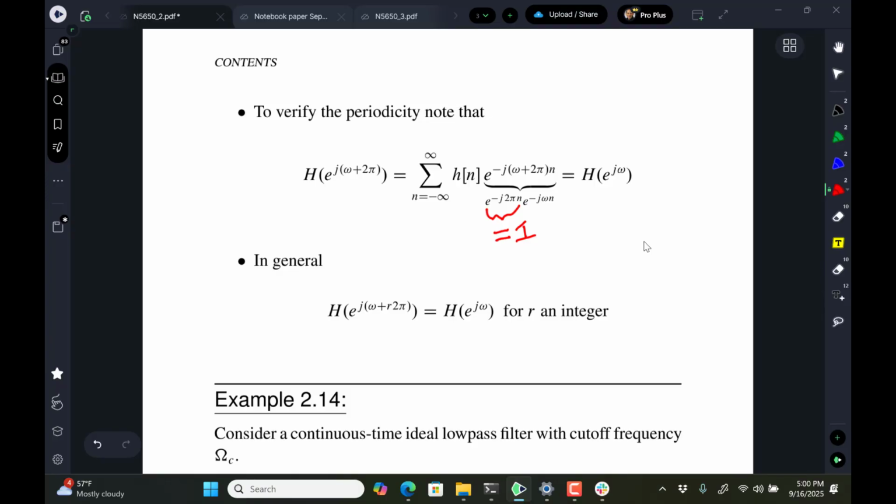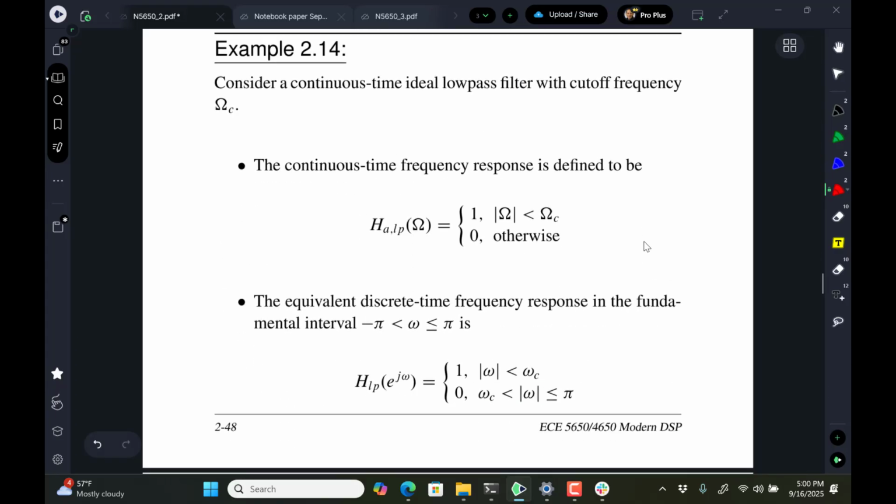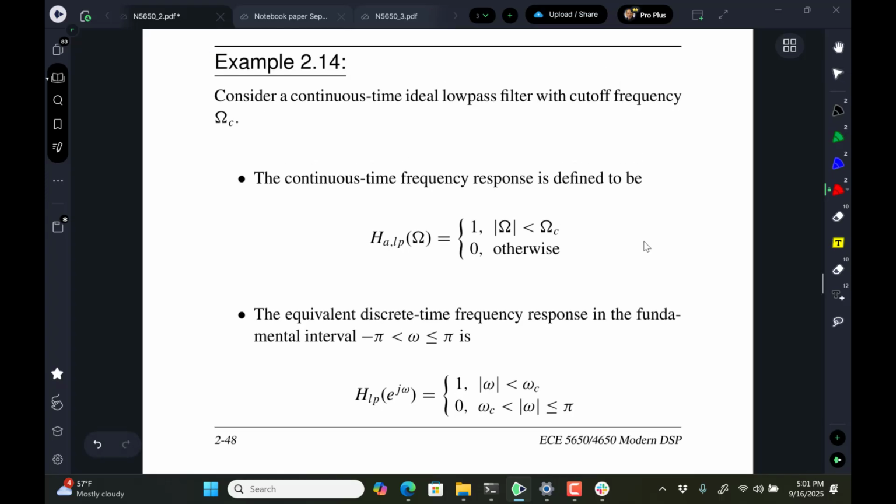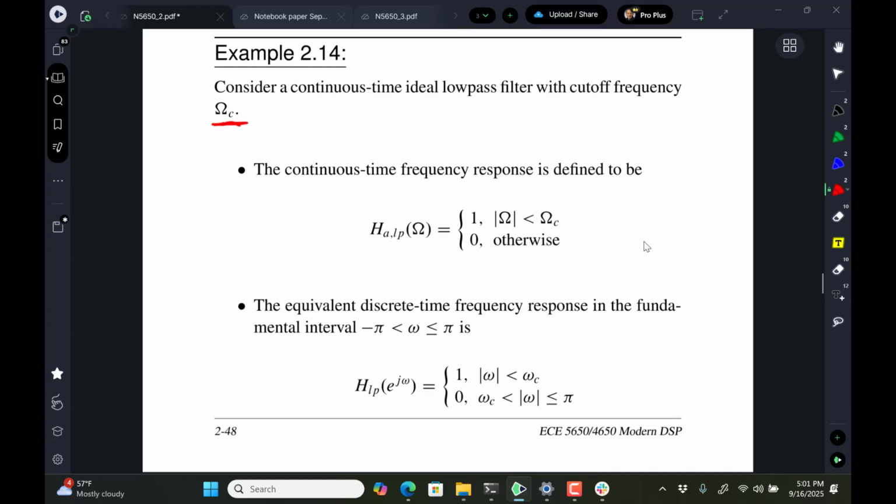Generally, I think I may say this later. Well, I've got a picture coming up here. Let's consider a hypothetical example. Suppose we want to consider an ideal low-pass filter with a cutoff frequency capital omega c. The book likes to use capital omega when we're talking about the analog domain and little omega for the digital domain. That's just the standard notation of this book. So suppose we're talking about a low-pass filter, cutoff frequency omega c.